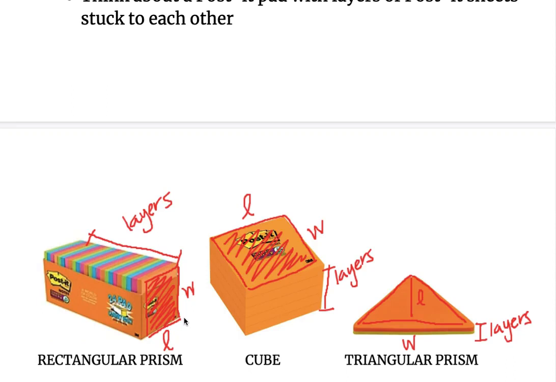So a rectangular prism would be like if you bought a whole box full of them, because then there's tons and tons of layers of individual Post-it notes. So this right here is an example of a rectangular prism.